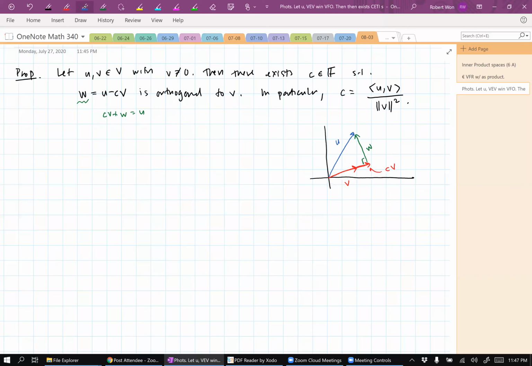I mean, if you were some other vector, if you were sitting over here, what you would do is walk this direction in v, scale v by some negative scalar, and then walk this direction w to get to u. And no matter where u is in this picture, it seems like it should always be possible to do this. Okay, this result also tells you what the scalar is. It's the inner product of u and v over the length of v squared.